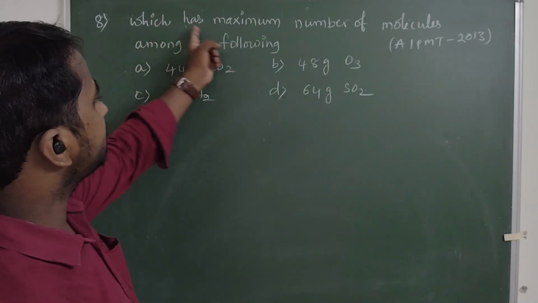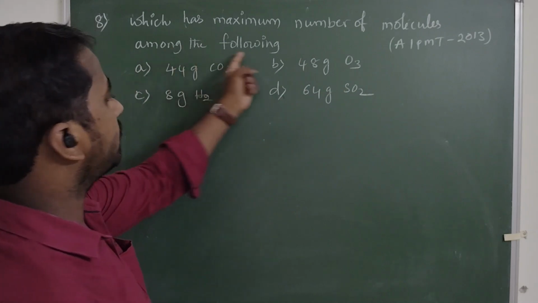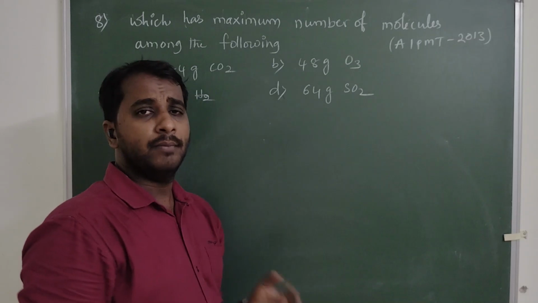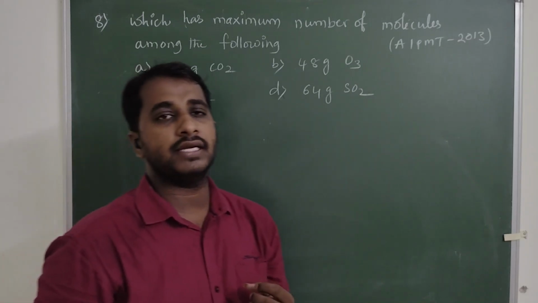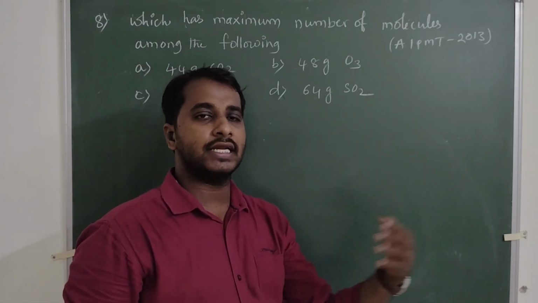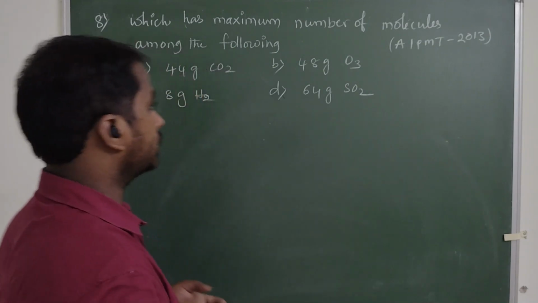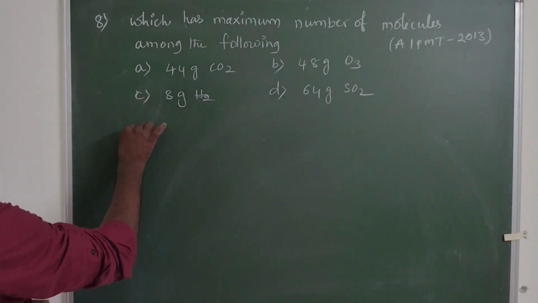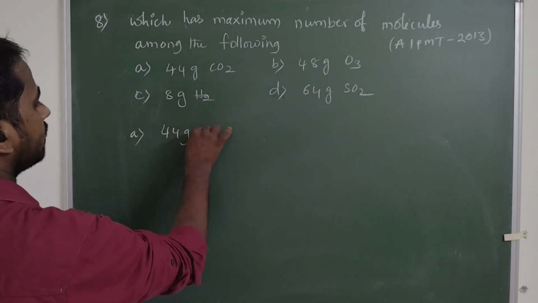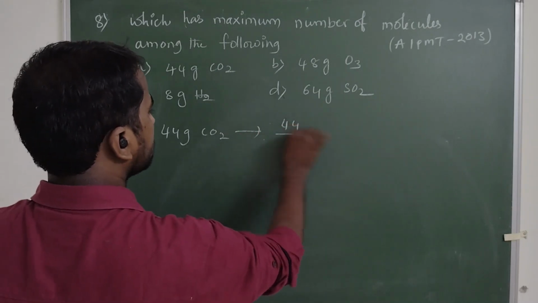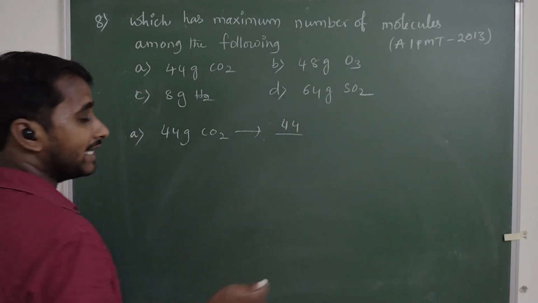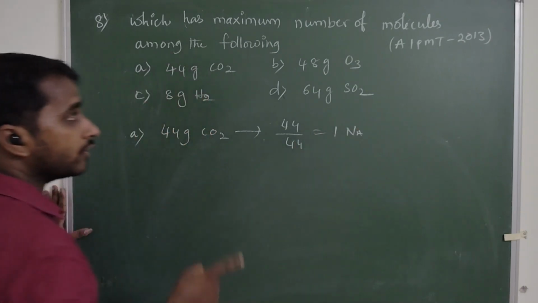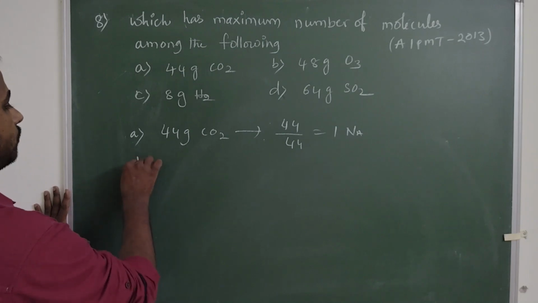The question is which has the maximum number of molecules among the following. Maximum number of molecules, again a repeated model question. Maximum number of molecules is nothing but maximum number of moles, since moles are directly proportional to number of molecules. Just calculate the number of moles in each option. For example, option A, 44 grams of carbon dioxide: 44 by the molecular weight of carbon dioxide, which is again 44, so 1 mole. So 1 NA number of carbon dioxide molecules is present.